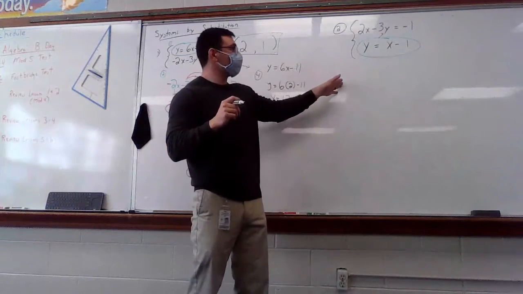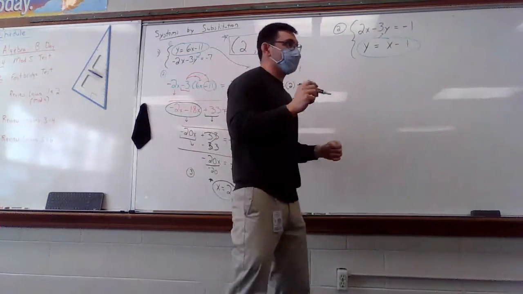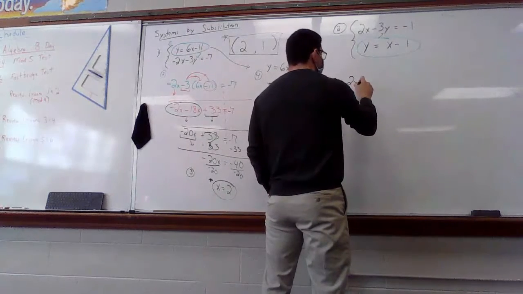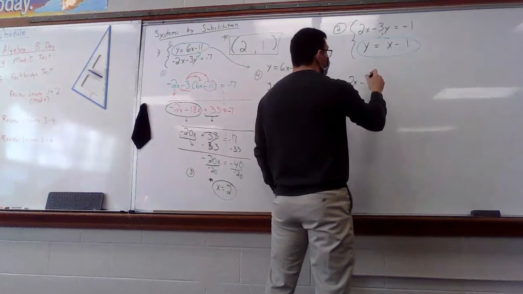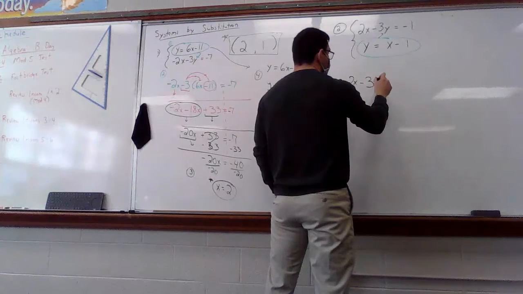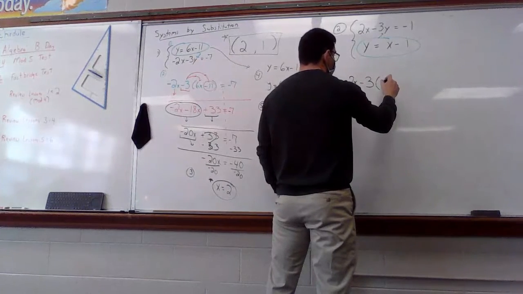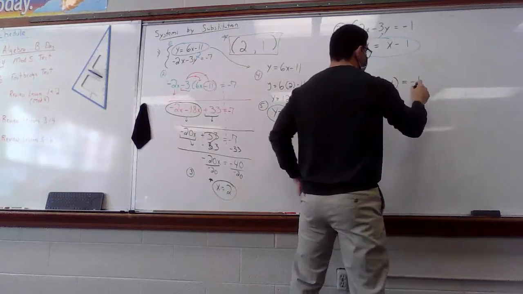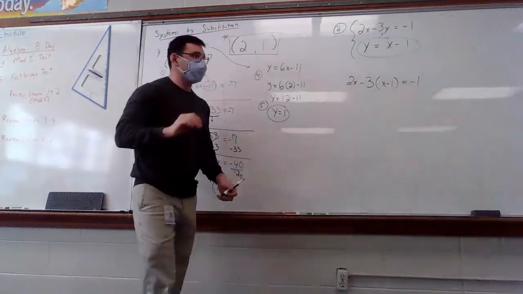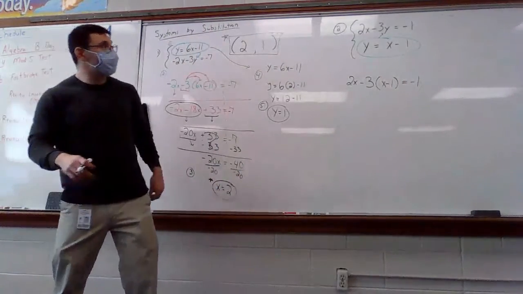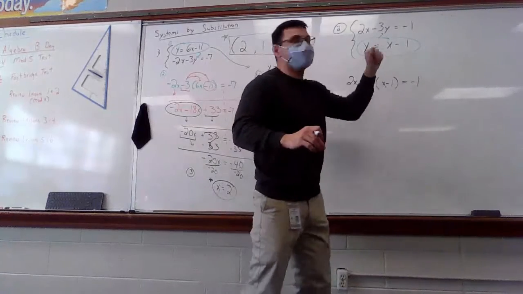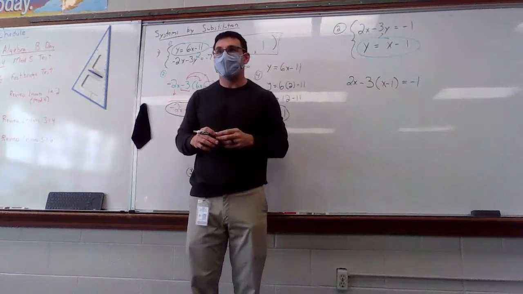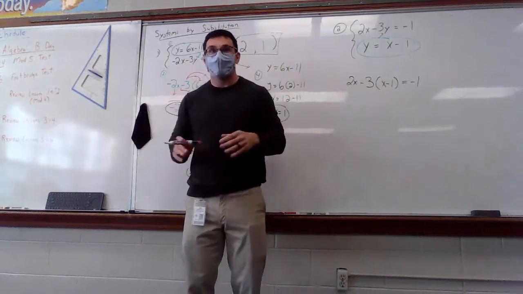Bailey, do you feel confident telling me what to write for the substitution? Can you try it? 2x minus 3 parentheses x minus 1 parentheses equals negative 5. Okay? We substitute all of this because y is x minus 1 in for y. So we're now back to solving. Yes? Solve. Let's go.